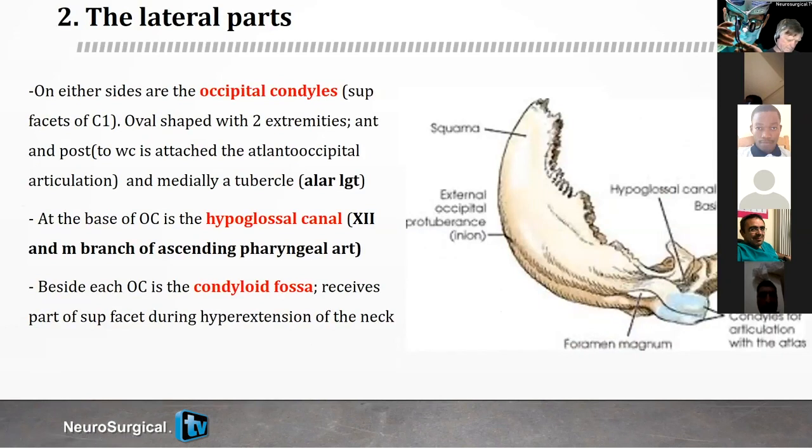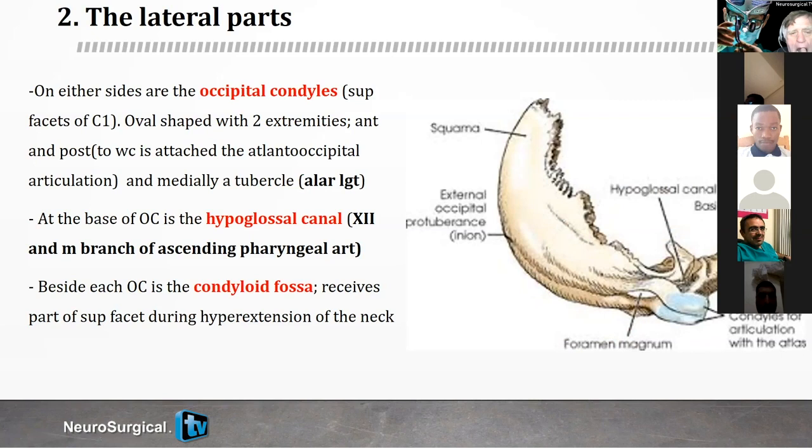Secondly, we have the lateral parts. The lateral parts are found on either side of the foramen magnum, we can see it here. The lateral part is mainly made up of the occipital condyles. The occipital condyles permit the articulation between the occipital bone and the superior facet of the atlas.